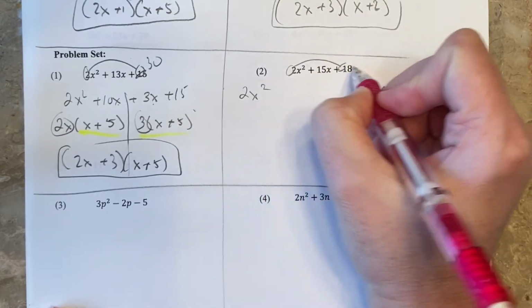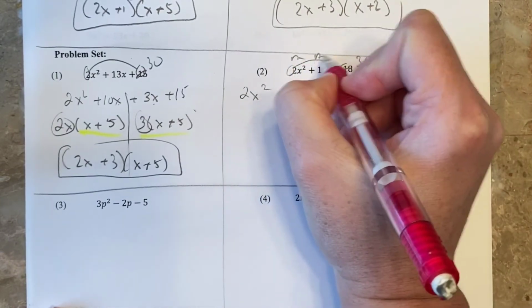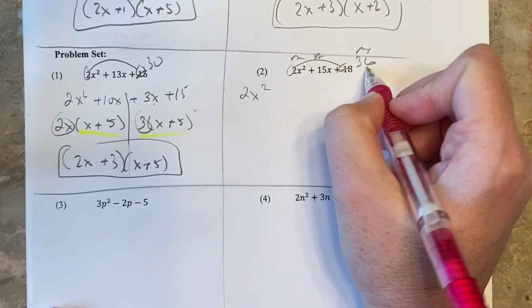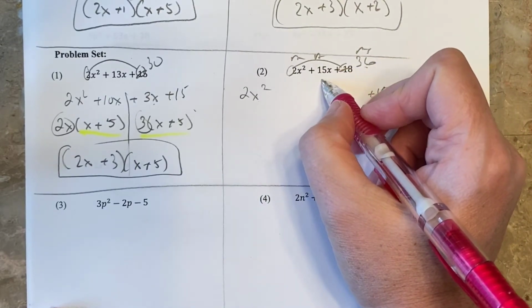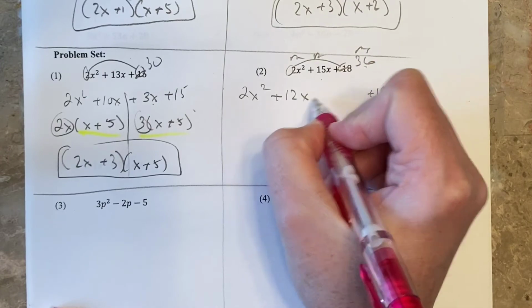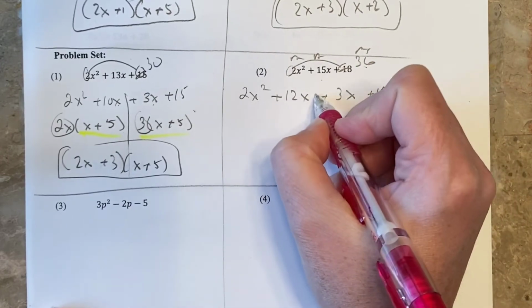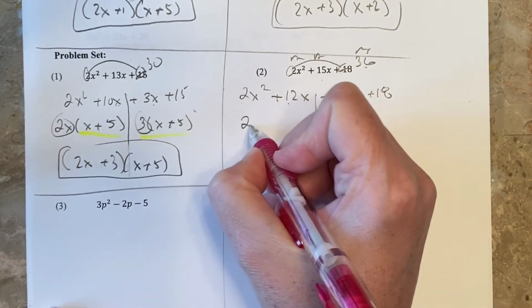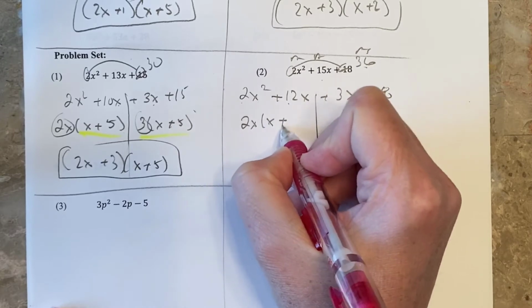And then we have 2 times 18, which is 36. So it multiplies to 36 and adds to 15. Okay, you should have put 12x and 3x. So split them right here. GCF is 2x, x plus 6, right?